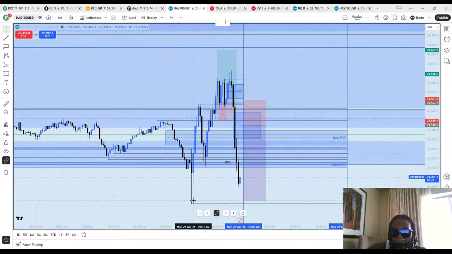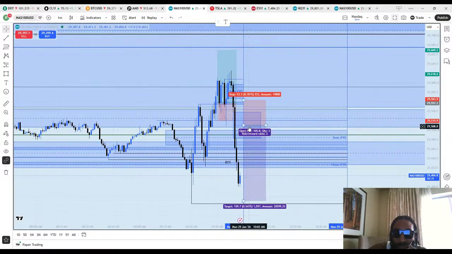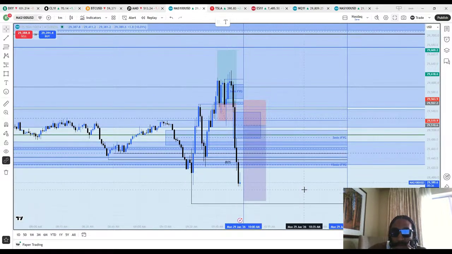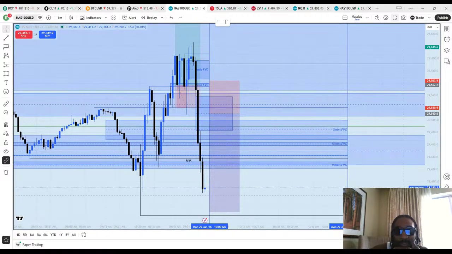But if it leaves this intact, comes up here, tags this, then that right there would be a nice entry or a nice potential trade. Yes. 6:58, 9:58.